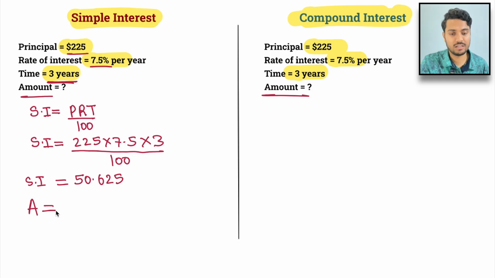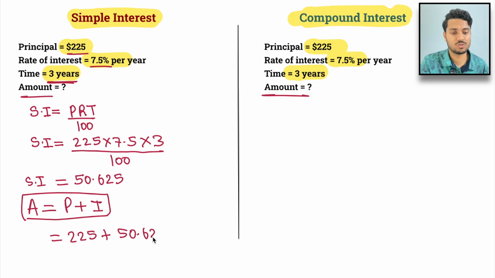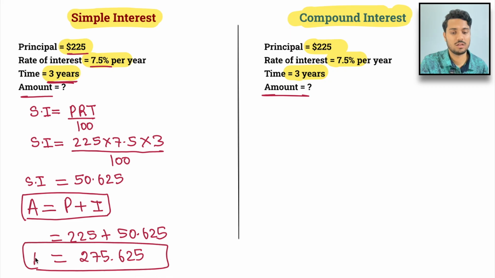So what will be my final amount in the bank? The final amount in the bank will be the principal amount that I have invested plus the interest that is generated over the 3 years. So it is going to be 225 plus the interest, which is 50.625. This is going to be $275.625 as the final amount in the bank after 3 years.